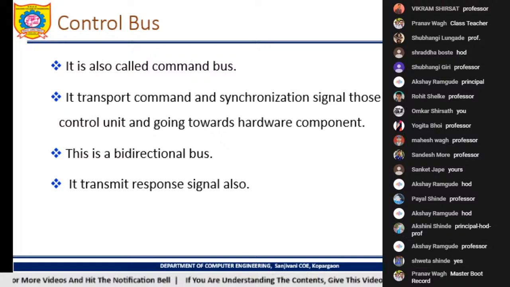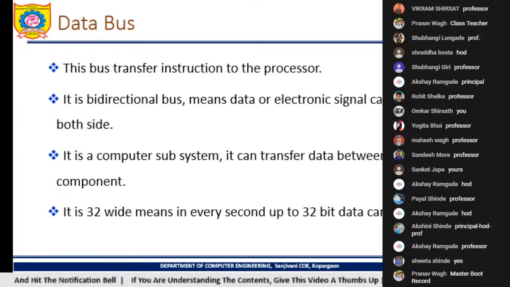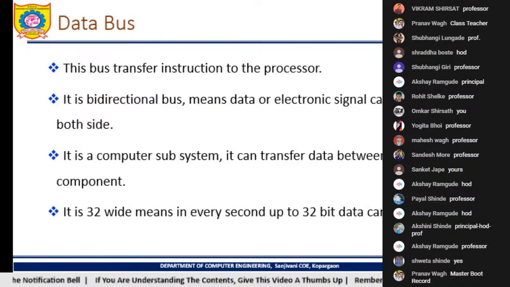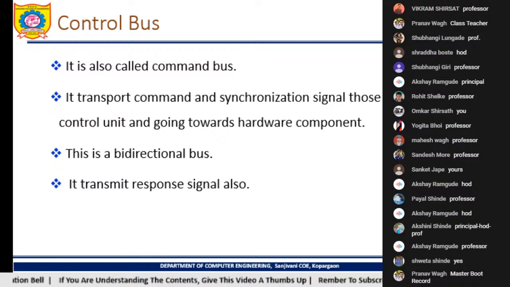Control bus is also called the command bus. Now see here, all the buses have multiple names. Your address bus has another name, that is called the memory bus. Data bus is also called the buffer bus. Control bus is also called the command bus. It transports commands and synchronizes signals that come from the control unit and go towards the hardware components.